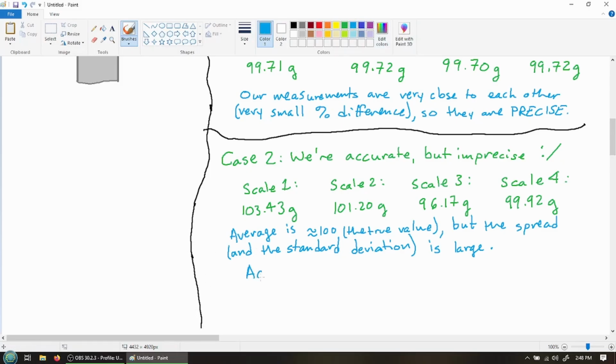So accuracy, pretty good. But our precision in this case, in other words, the repeatability of our measurements across different scales, or worse yet, on the same scale, say you did the same measurement 4 times and got these 4 different numbers, right? What we would say here is that we're not being very precise.